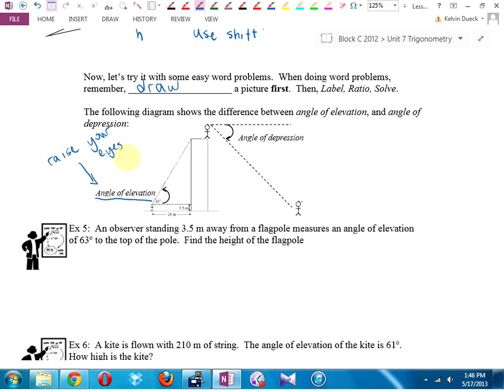It's called the angle of depression. When you're depressed, you look like this. Look at me. And that's the motion for the angle of depression. You lower your eyes to sweep through the angle. Say what? It'll become clearer in a second.